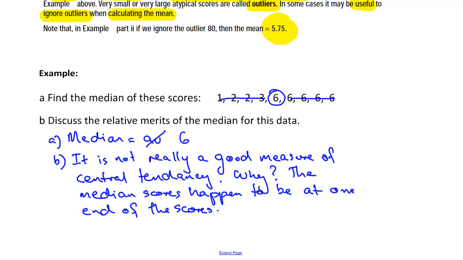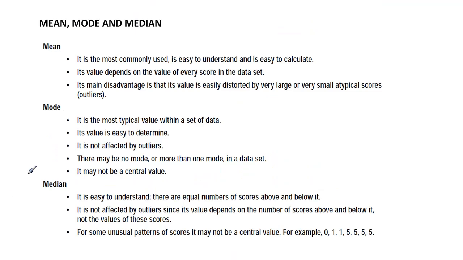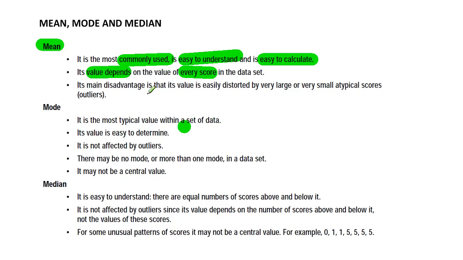So in conclusion, let's have a look at some of the things that are written in your book about mode and the mean and the median, and see if we can just draw a few quick conclusions. Mean, first of all, it's the most commonly used one. It's easy to understand, it's easy to calculate. But the value depends on every score in the data. And so, outliers can influence it.